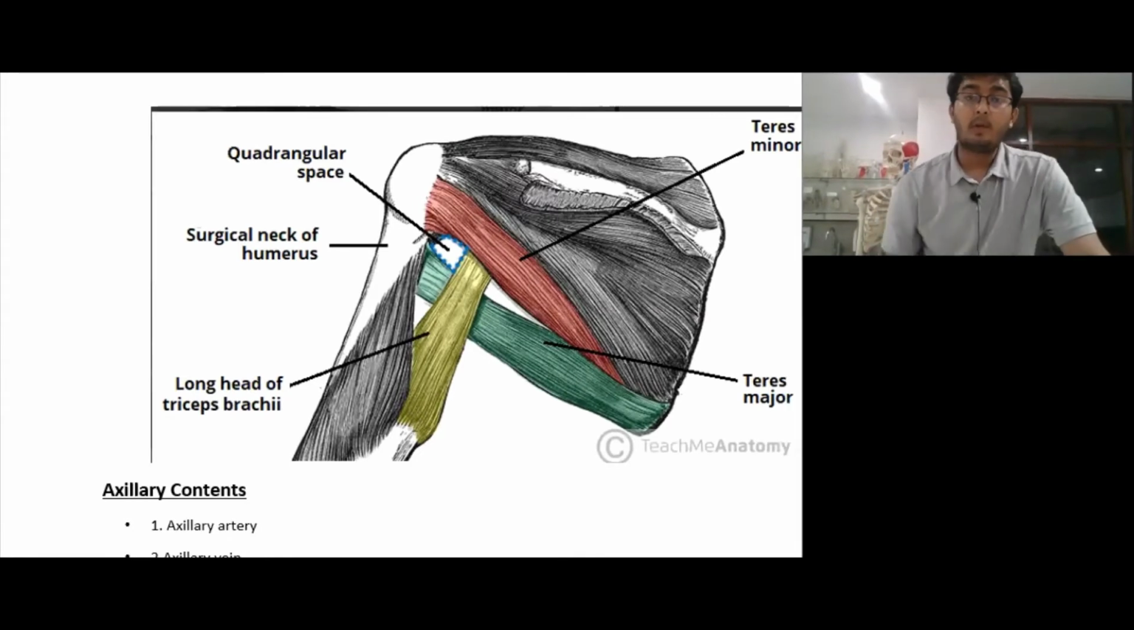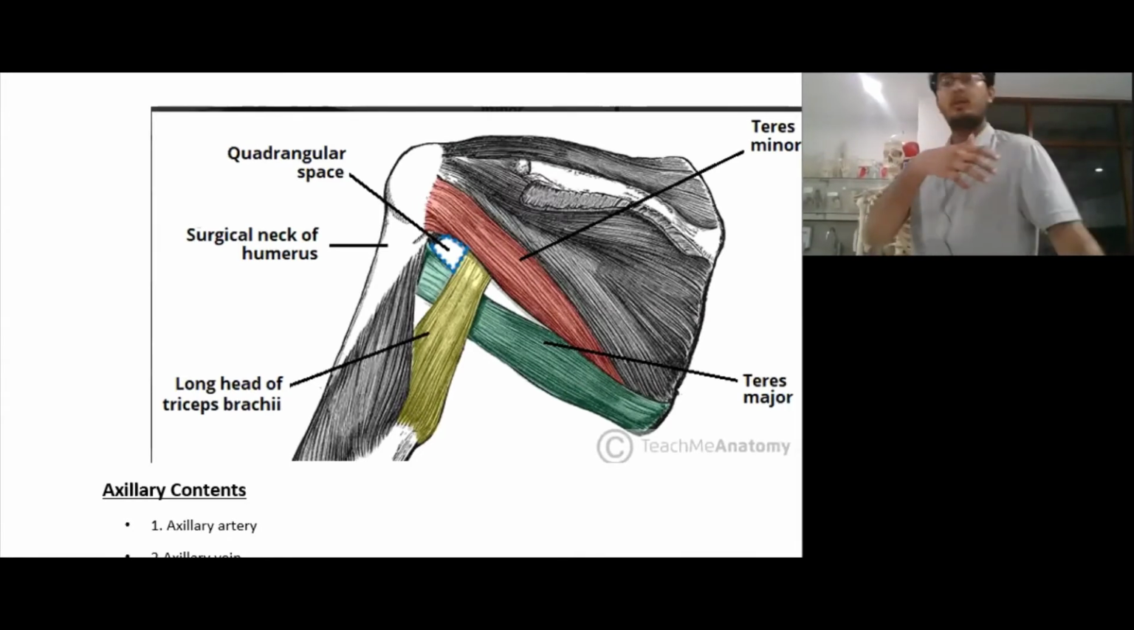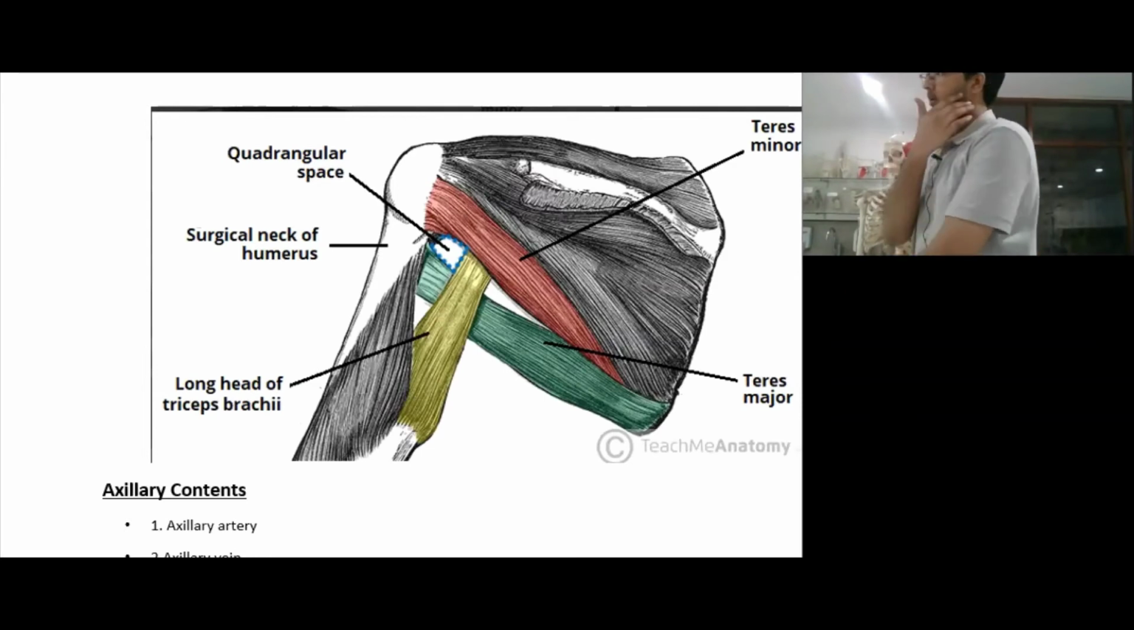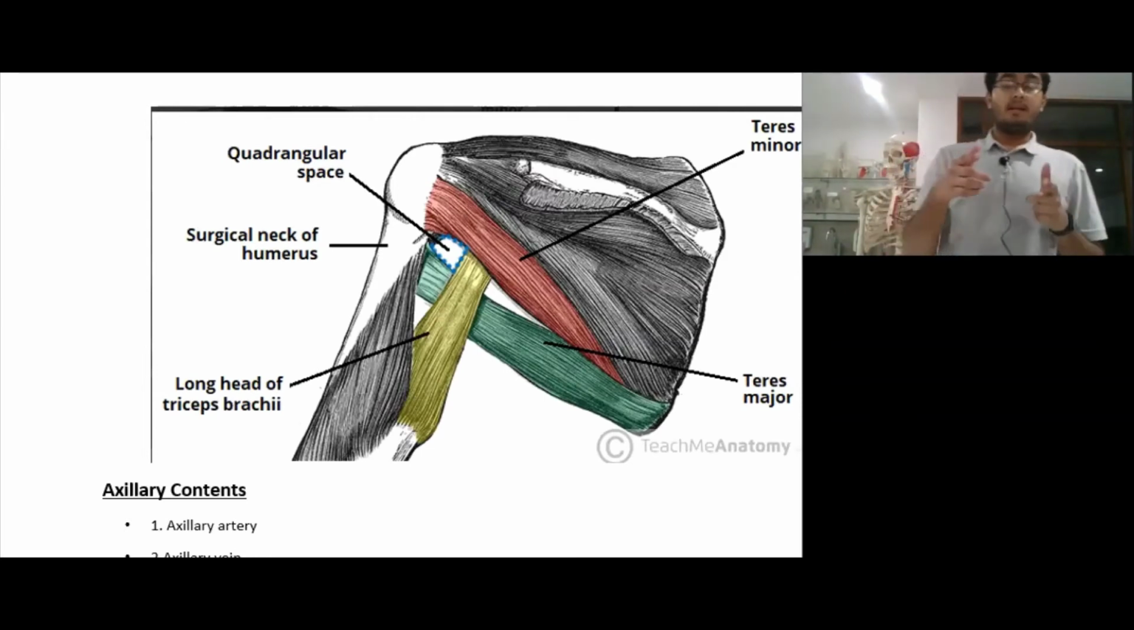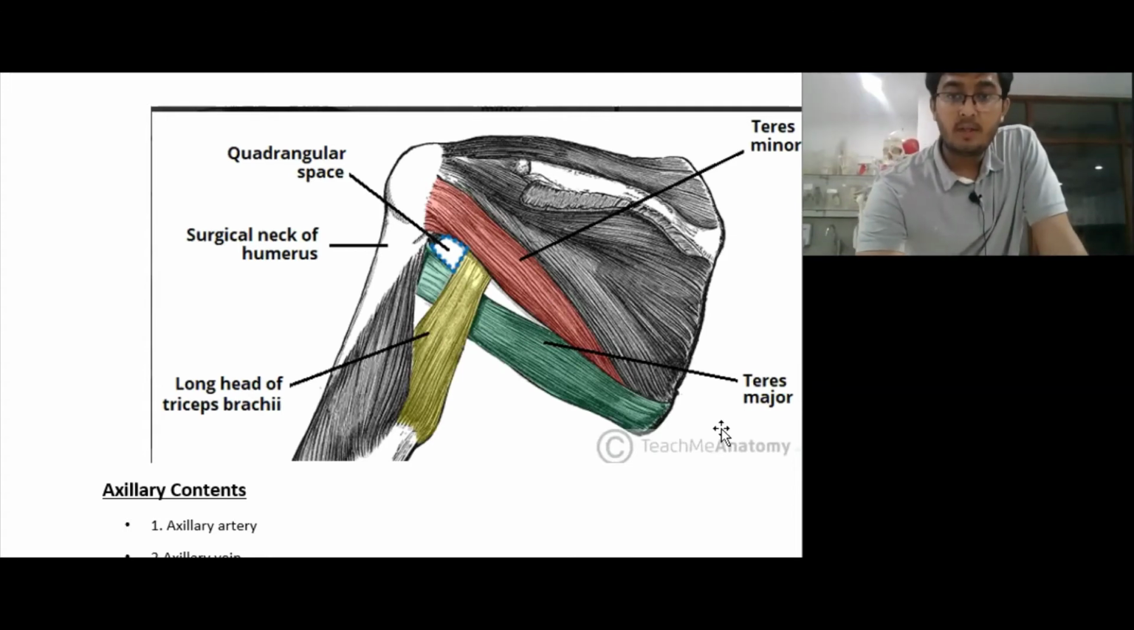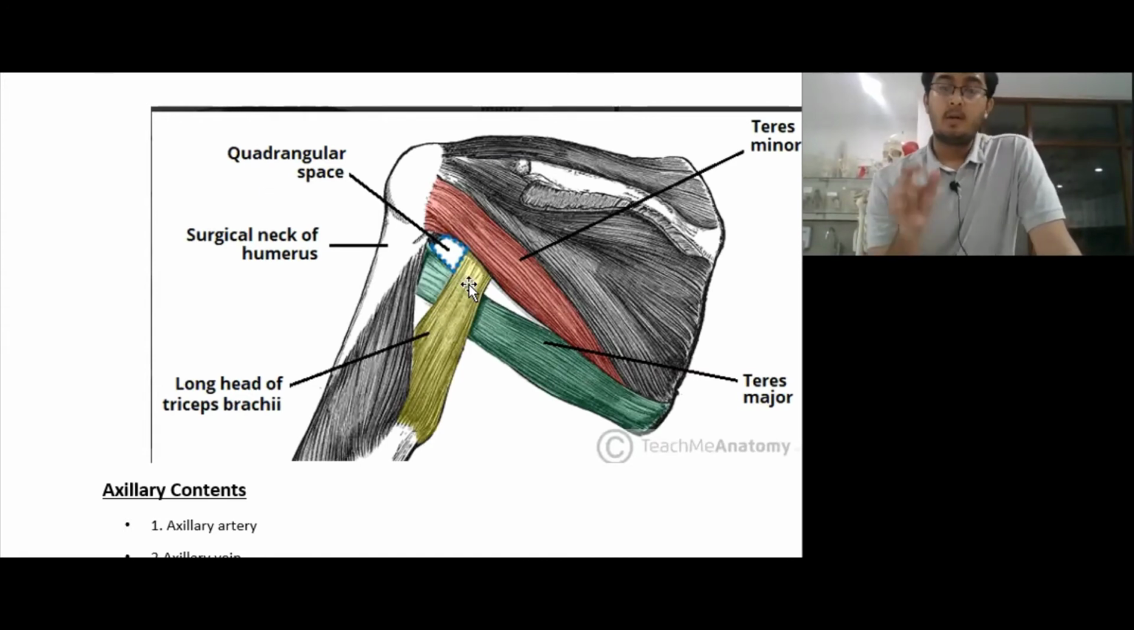When we talk about the muscles along the shoulder joint, it's really important to note that there are some spaces or grooves which allow the passageway for different neurovascular structures. So you can see that we have teres minor over here and the teres major, along with the humerus and the long head of triceps. When all of these structures cross, they form a quadrangular space, which is a space for the passageway of the axillary nerve along with the posterior humeral circumflex artery.